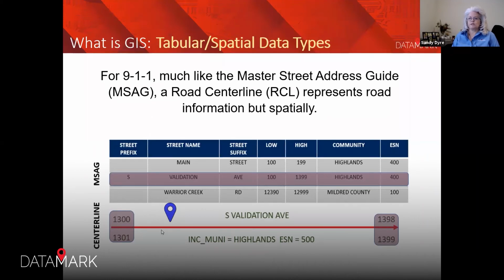So if this call came in as 1345 South Validation Avenue, Highlands, 1345 sits between 1300 and 1399. So it found a spot to go on the range. But it doesn't mean it's a real address. More research would have to be done.